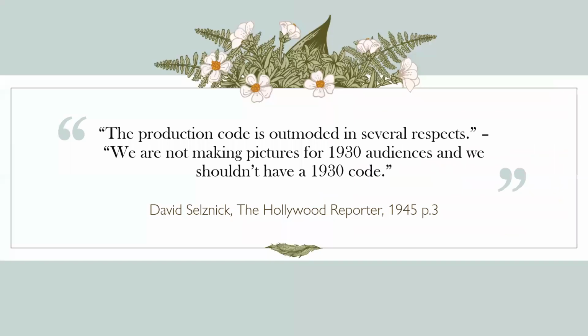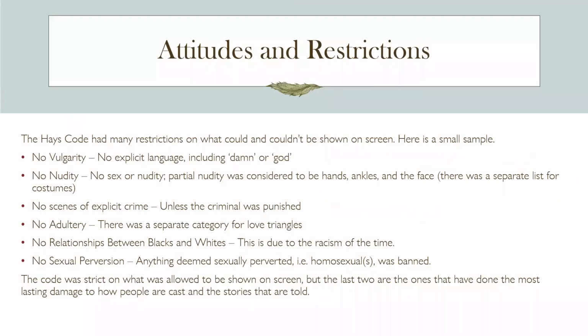This code proceeded to say exactly what could and could not be put on the screen. William Hayes himself was a high-ranking member of the church, a legionary, and the former head of the National Republican Committee. So he had quite a lot of opinions on what could and could not be shown on screen. In total, there were 36 restrictions, each with their own subcategories and specific rules pertaining to certain areas. The code was incredibly strict on what could and could not be shown on screen.